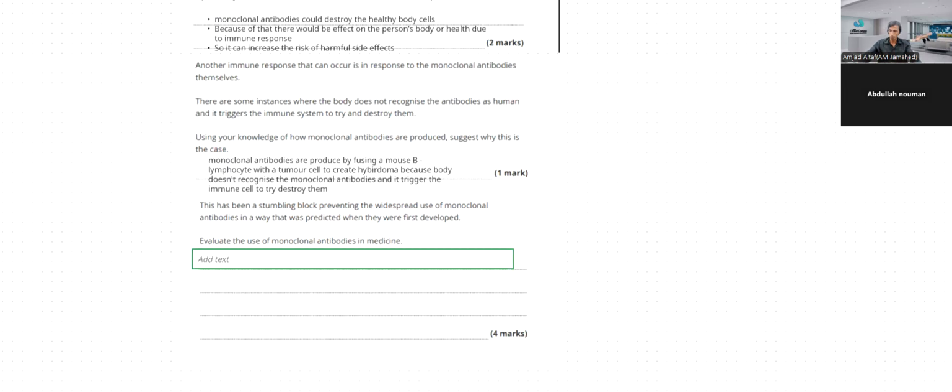So, can I just write MA because monoclonal antibody is so big? Yes. Try to quickly answer it so we can move on.